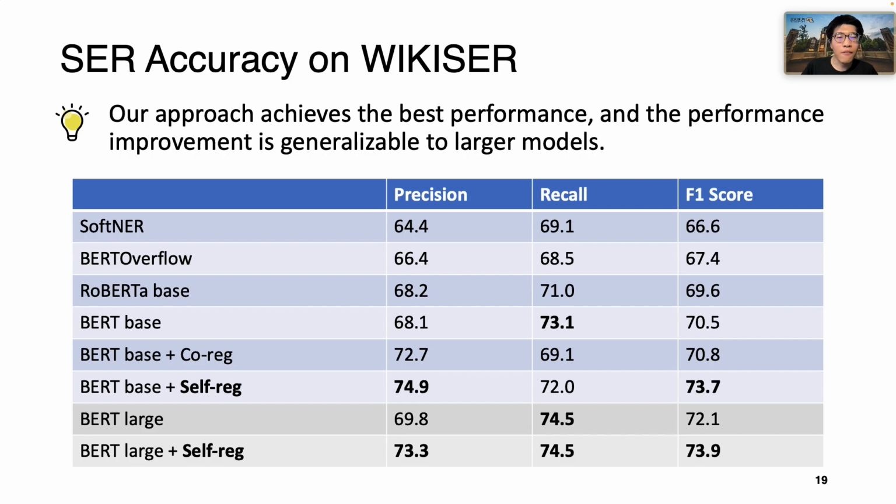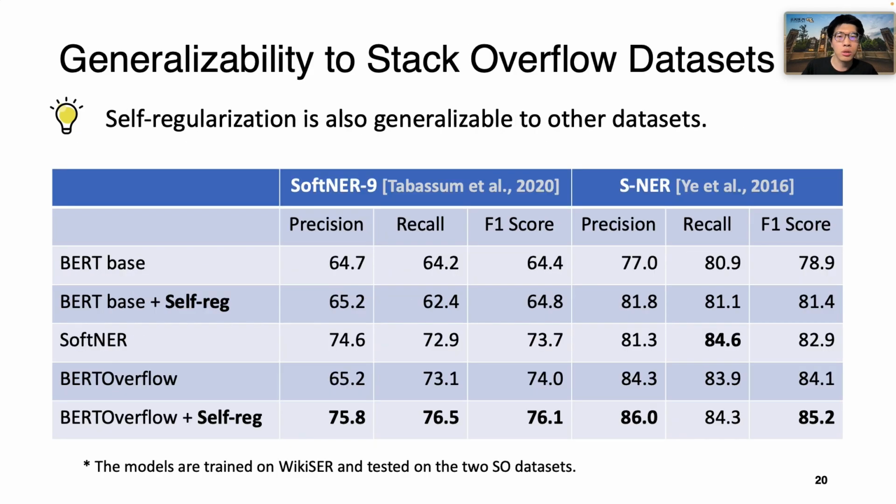On our dataset, self-regularization improves BERT-base F1 score by 3.2% over vanilla training. It also outperforms recent approaches such as SoftNER by 7.1% F1 and co-regularization by 2.9% F1. Overall, our approach achieves the best performance, and the performance improvement is generalizable to larger models. On two existing Stack Overflow datasets, self-regularization is also generalizable. The table shows that the positive gains from self-regularization also apply to SoftNER and SNER. BERTOverflow trained with self-regularization performs the best on both datasets.